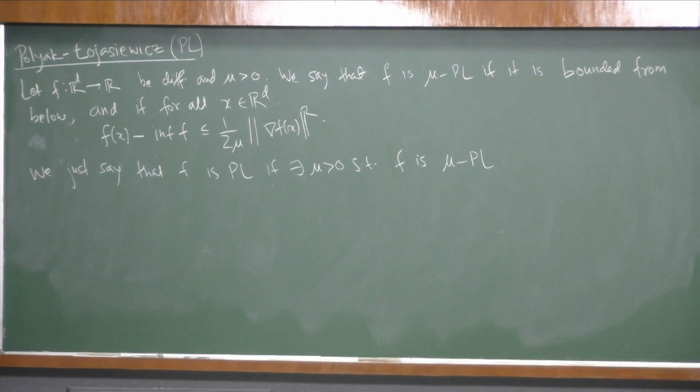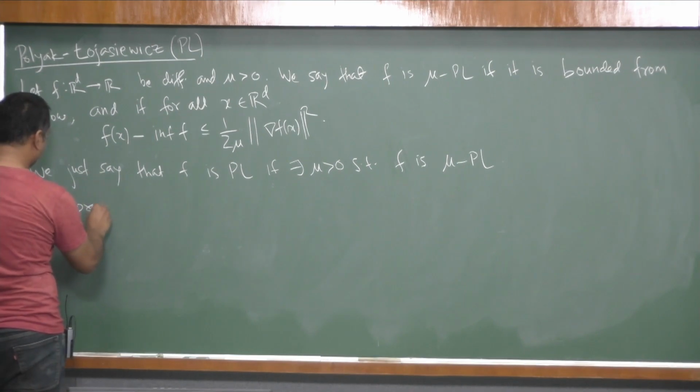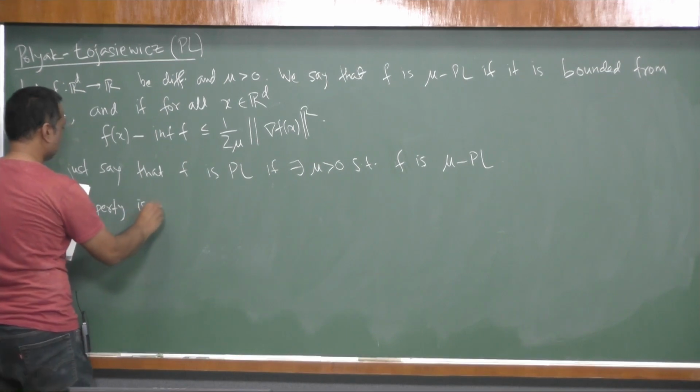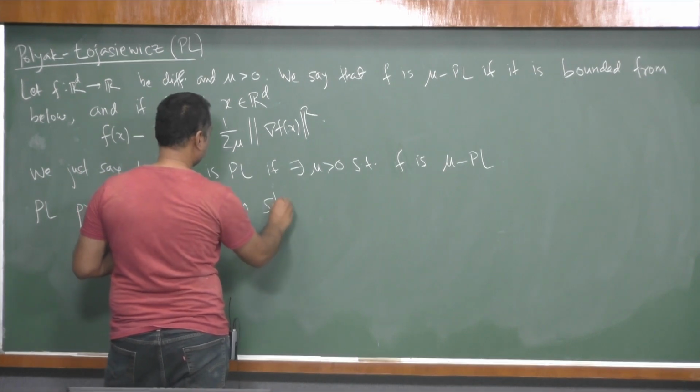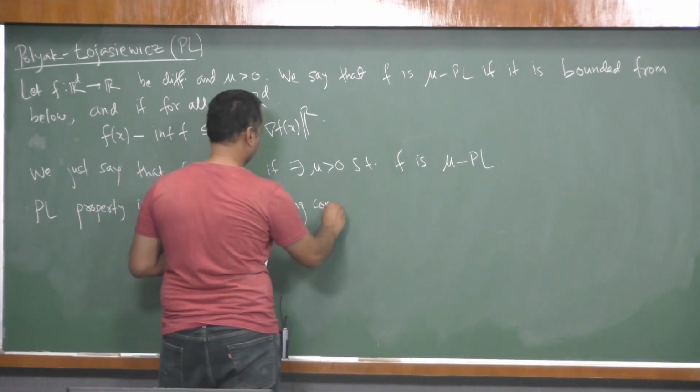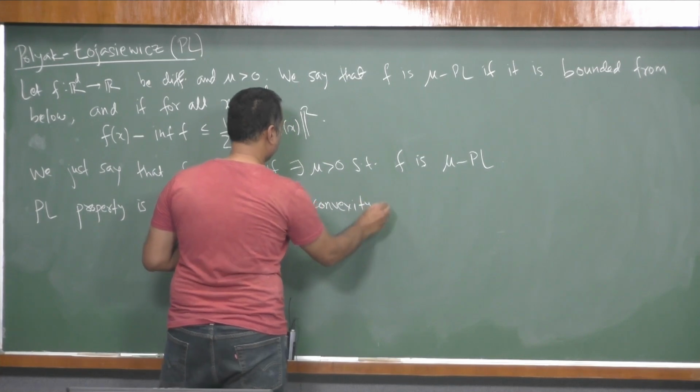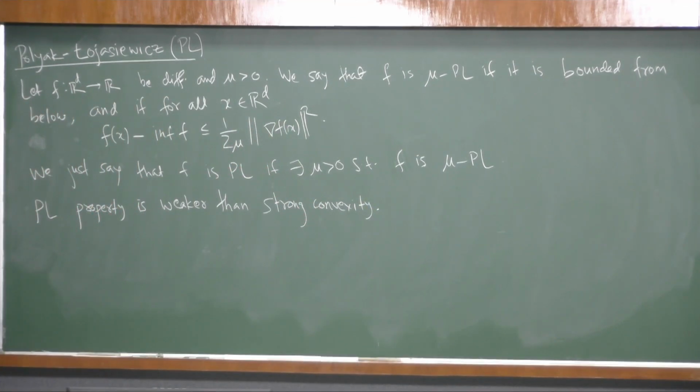So the PL condition is weaker than strong convexity. Weaker means more general. A condition being weaker means that it's a general property. It's more generic. It applies to a wider set of functions. It's more relaxed.